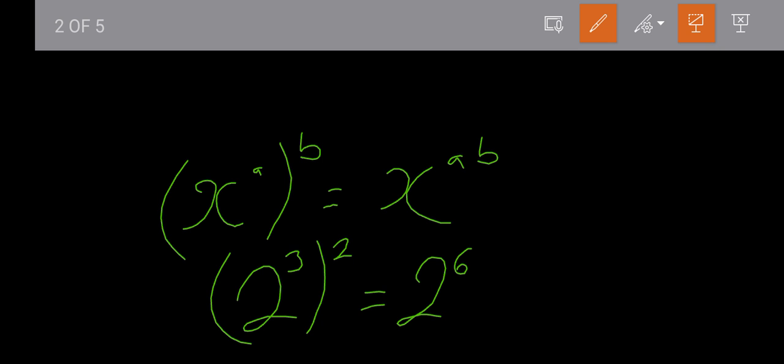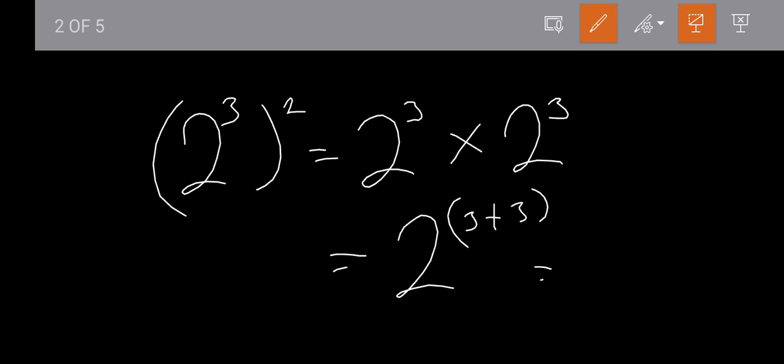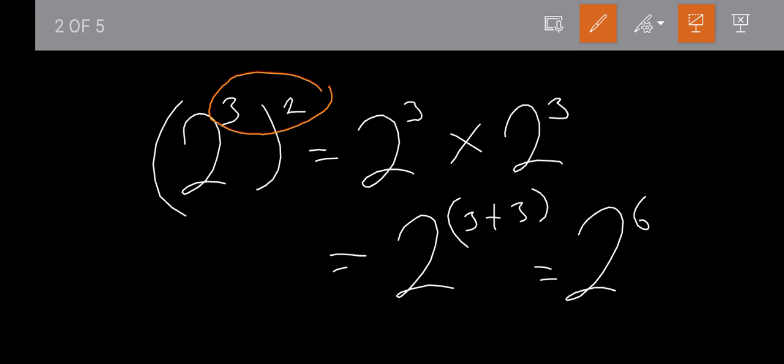It's just like saying you have 2 raised to power 3 twice. Let me explain that. It's like saying you have 2 raised to power 3 raised to power 2, right? So this means 2 raised to the power 3 times 2 raised to the power 3. And if we use our multiplication index, we know we're going to add the indices together. This is 2 raised to the power 3 plus 3, which is equal to 2 raised to the power 6. So whenever we're having a power index, what we do is that we multiply the indices together.